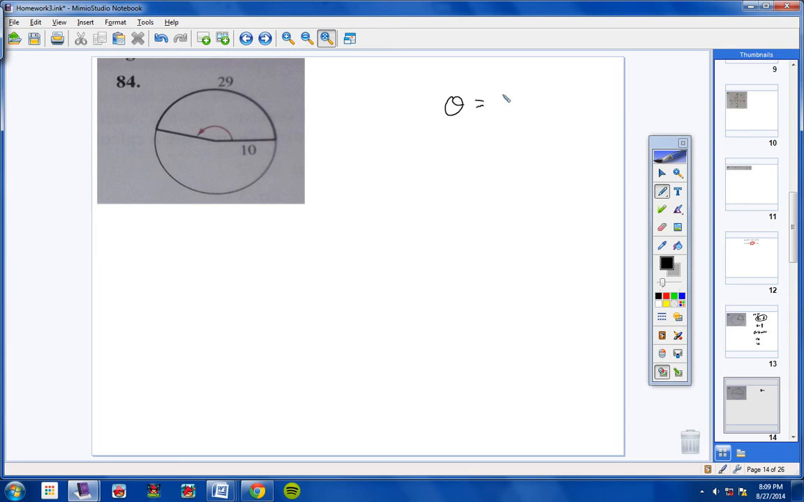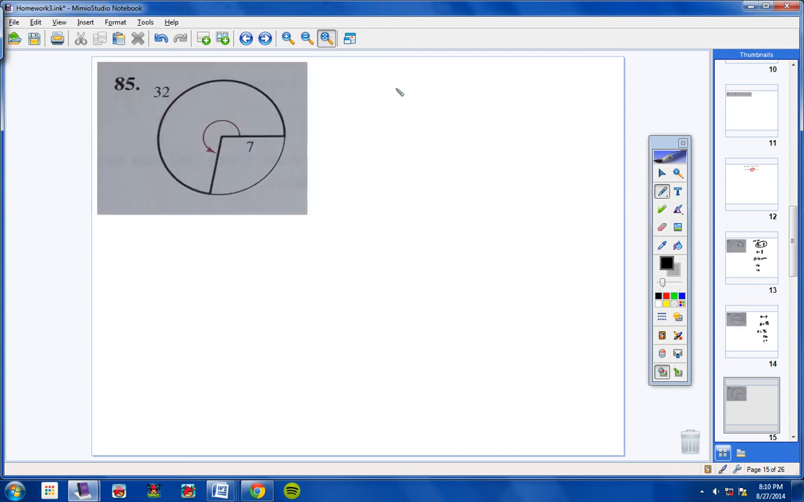Okay, moving on to number 84. Here's our formula: theta equals S over R. Our arc is 29, our radius is 10, and so theta equals 29 over 10 radians, or you could say 2 9/10 radians, or you could say 2.9. Any of those answers are acceptable as long as you remember they are in radians.